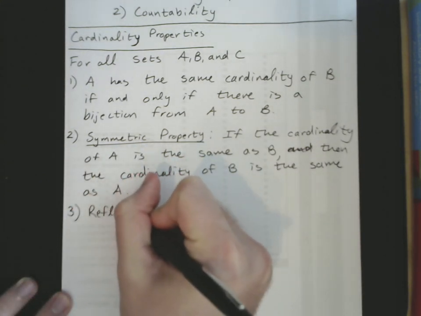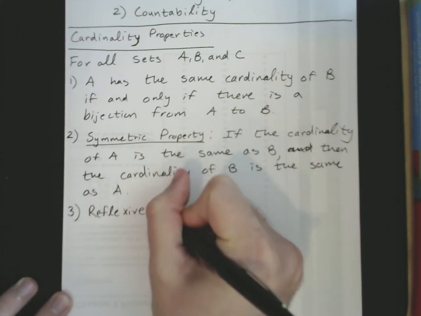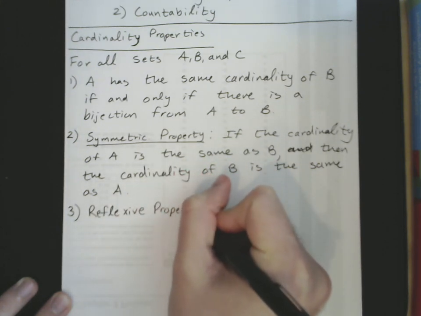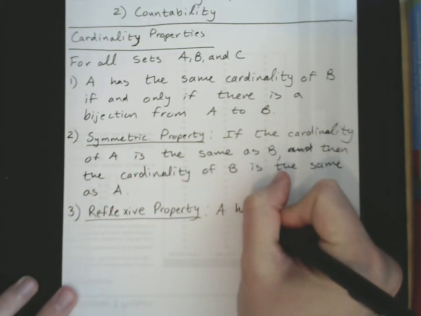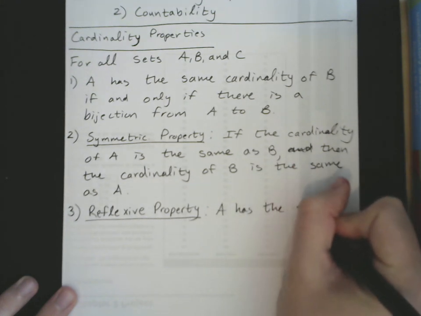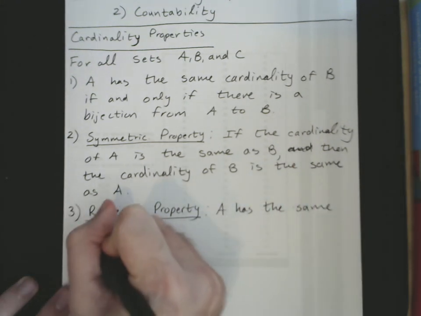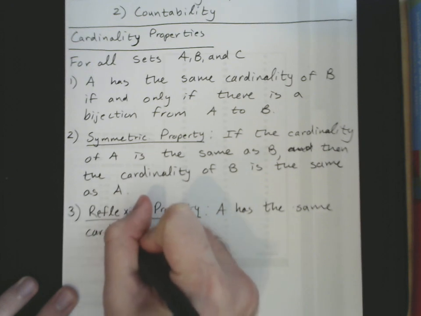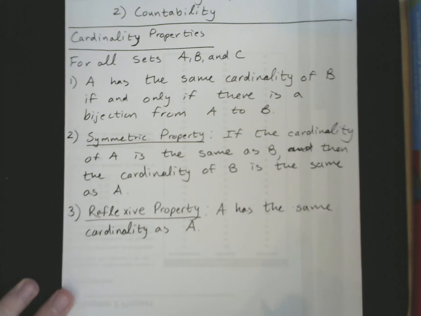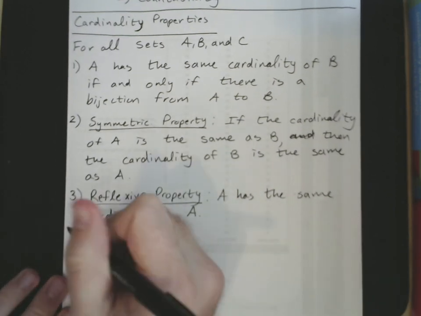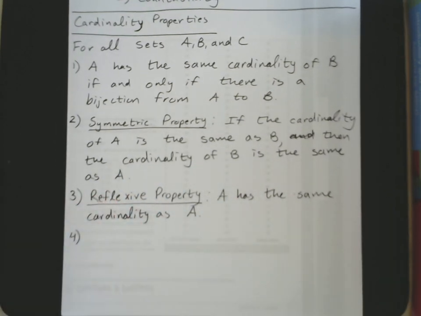Next is the reflexive property. And this says that A has the same cardinality as A. Now you may think this is trivial, but this is basically saying that you can form the identity function or the identity bijection onto any set A.